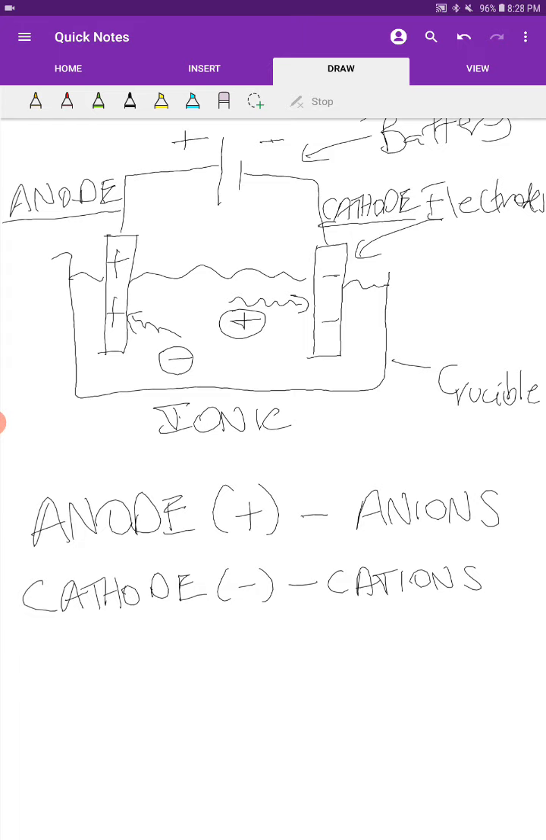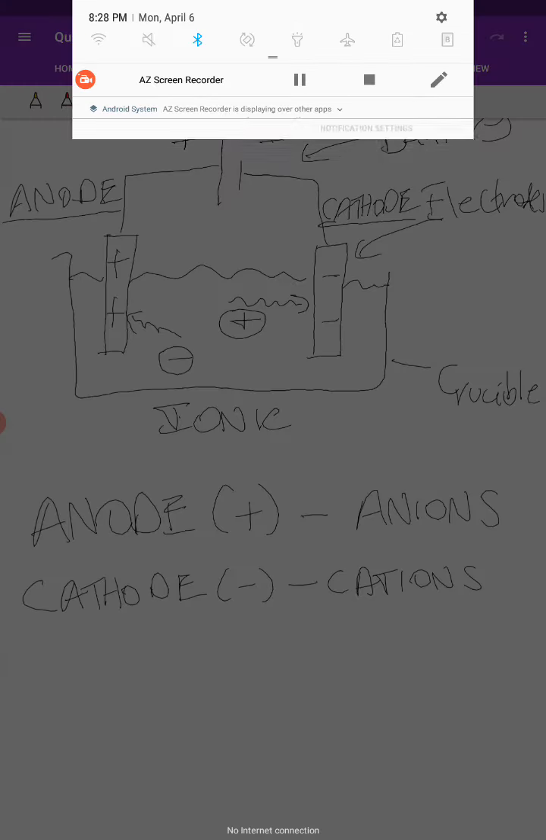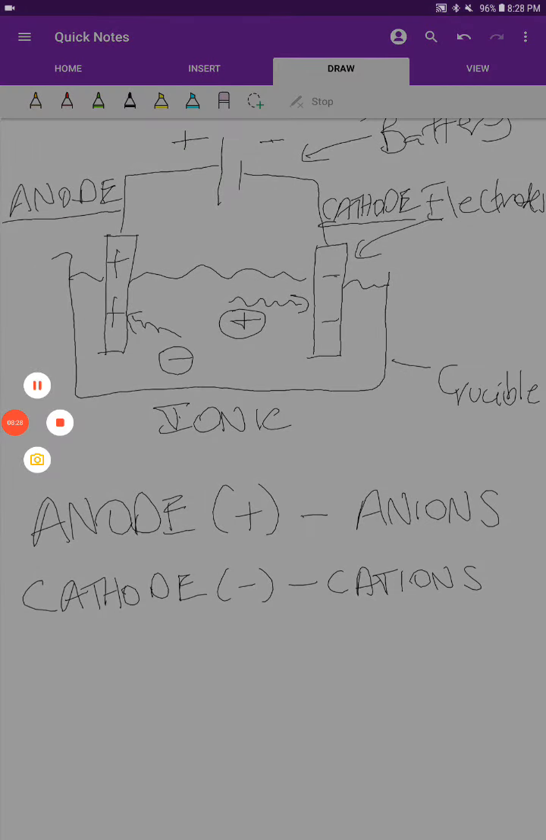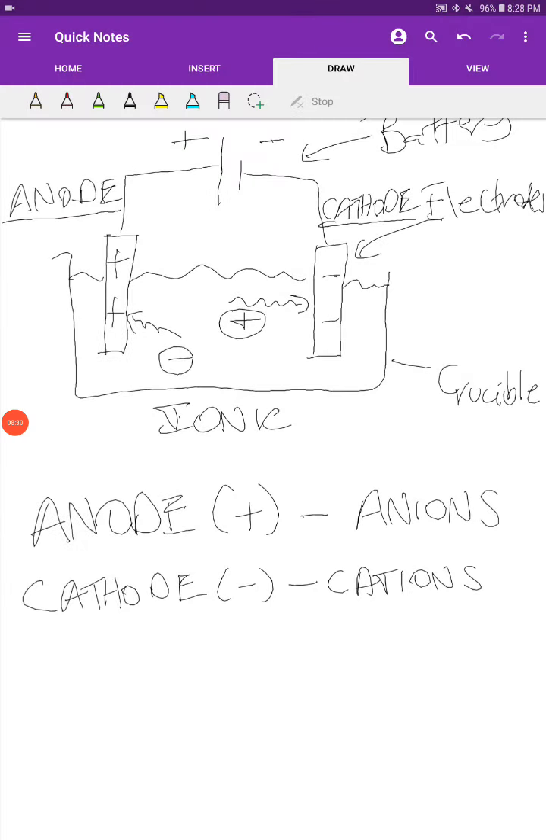Losing and gaining of electrons. That sounds kind of familiar, doesn't it? Yes, OIL RIG, oxidation and reduction. So during electrolysis, you actually have oxidation and reduction processes taking place. Imagine that.